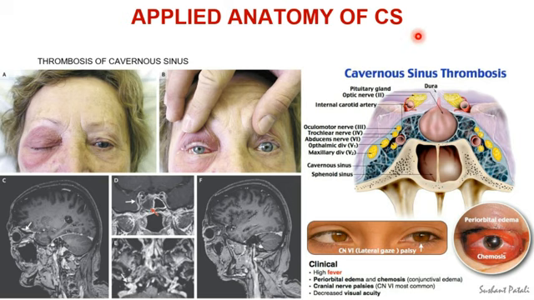Applied anatomy of the cavernous sinus. So the first example is cavernous sinus thrombosis. So this occurs usually from infection, for example, an infected pimple on the dangerous area of the face. The effects of the thrombosis are, there is exophthalmos, also known as proptosis, due to the engorgement of the ophthalmic veins. Papilledema due to engorgement of the central vein of the retina.